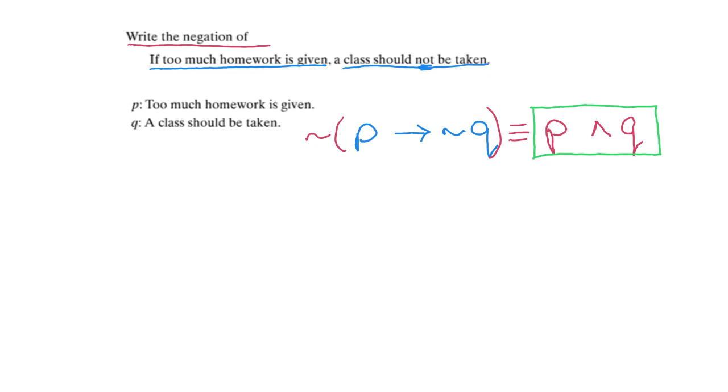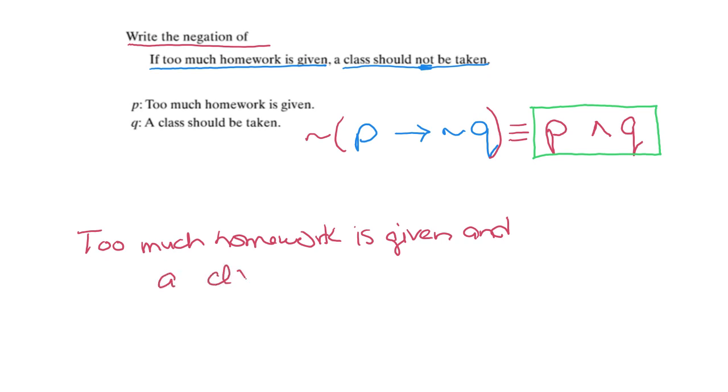So we're going to translate this into a sentence, P and Q. So we would just say, too much homework is given, and Q, a class should be taken. And this is the statement that represents the negation.